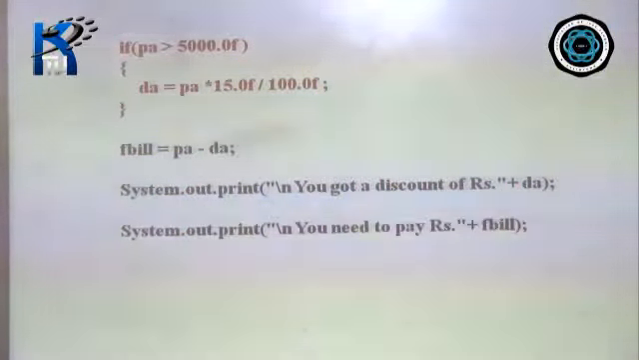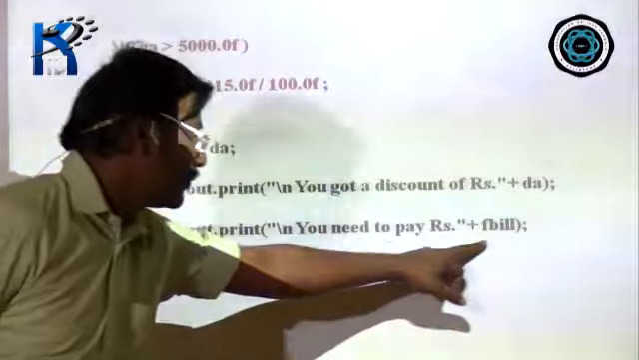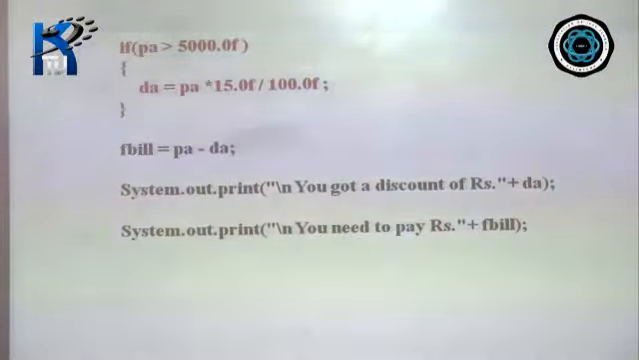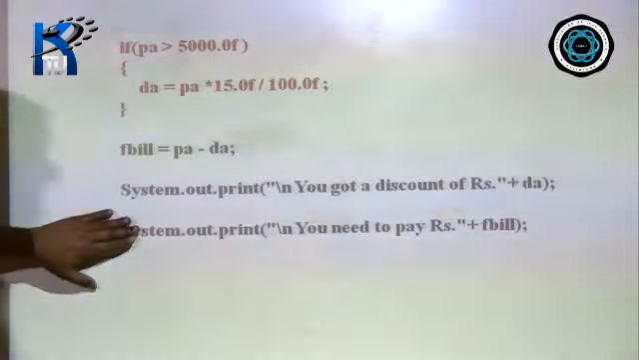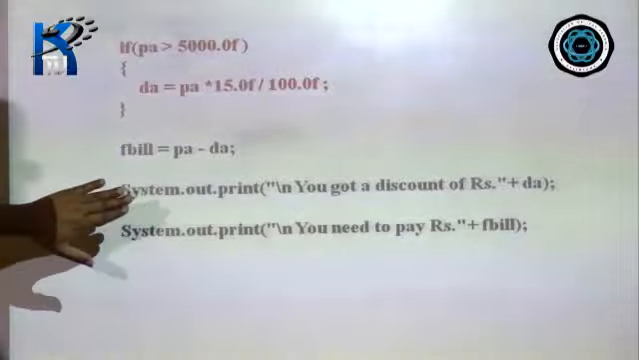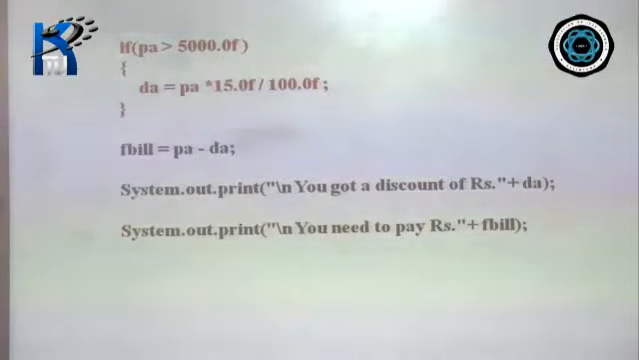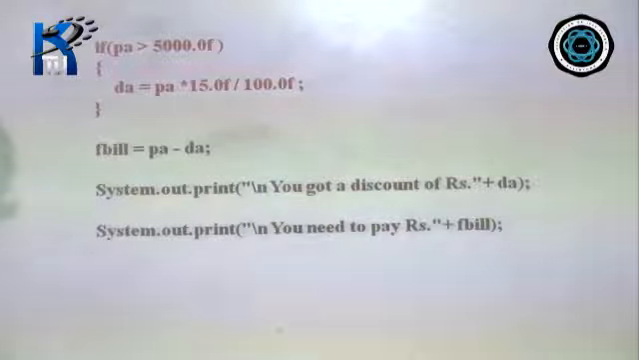And finally, the final bill, you need to pay rupees, whatever you need to pay after the discount, that is stored in final bill. So that is being displayed. So our input is done, calculation is done, discount calculation is done, final bill calculation is done, display of the discount amount and the final bill is also done. So nothing more is left. So we now close the main function, we close the class.